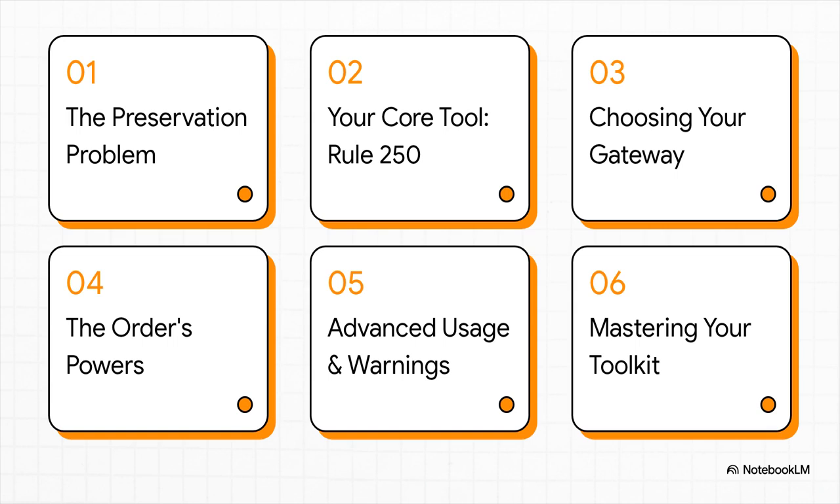So here's how we're going to break it down. First, we'll look at the kind of problem this rule solves. Then, we'll introduce your main tool. That's Rule 250. After that, we'll get into the specifics, how you choose the right gateway to use it, what the order actually lets you do, and then we'll hit some pro tips and crucial warnings you'll need for the exams. And by the end, you'll have this essential piece of the UCPR down cold.